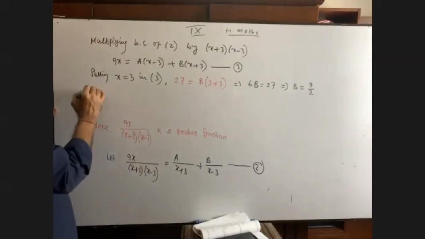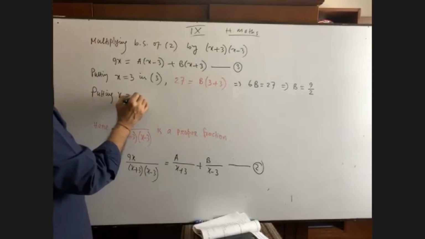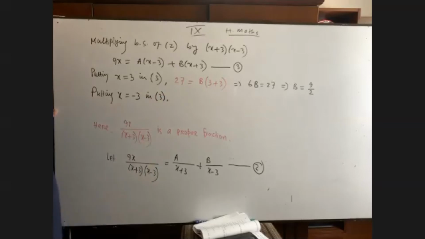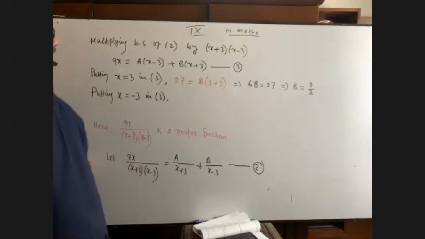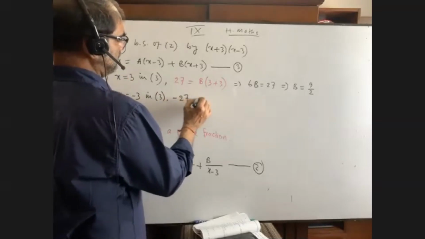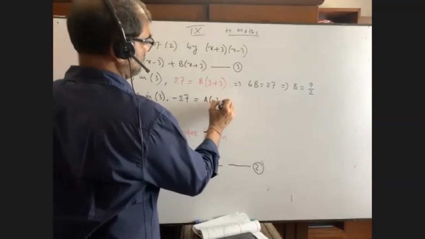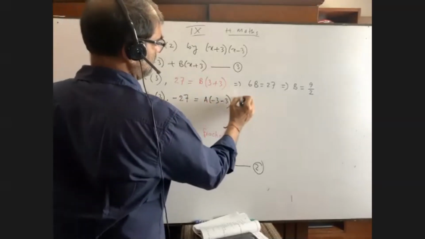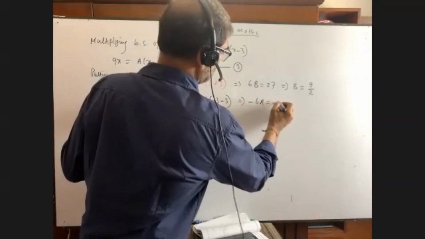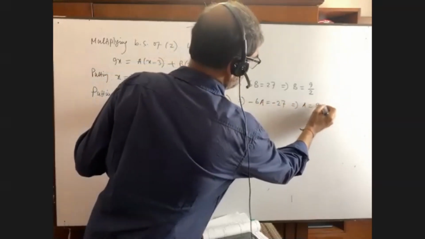Putting x equals minus 3 in 3, we get minus 27 equals a into minus 3 minus 3, that is minus 6a. So minus 6a equals minus 27, that is a equals 9 by 2.